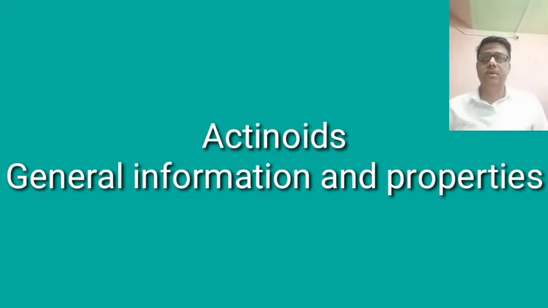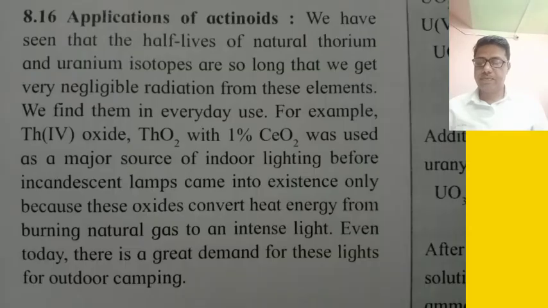Now, dear students, we move towards the next point, applications of actinoids. What are the applications where they are used? We have seen that the half-lives of natural thorium and uranium isotopes are so long that we get very negligible radiation from these elements. We have seen the half-life values: thorium 232 is 1.4 into 10^10 years and uranium 238 is 4.5 into 10^9 years. So we find them in everyday use.